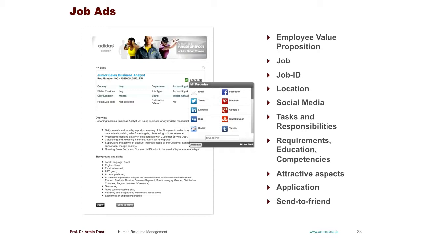Look at these ads from Adidas. What is written there? I can't read it. Shape the future of sport. Something like this. That's a promise. The promise tells you, if I work at Adidas, I will shape the future of sports. Okay, with pictures and everything. Then, of course, the job title, job ID, location.